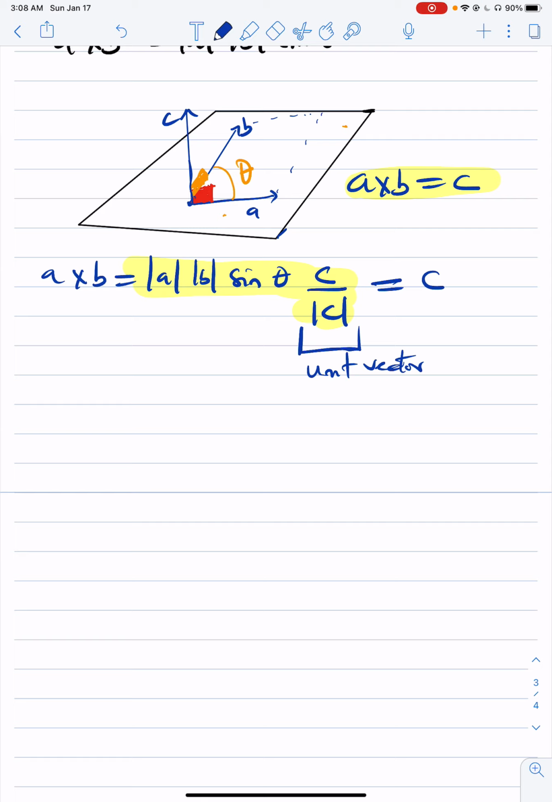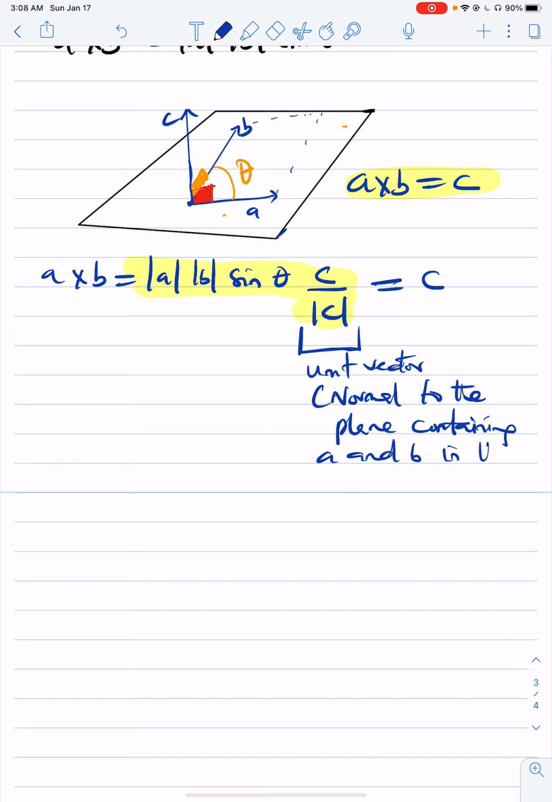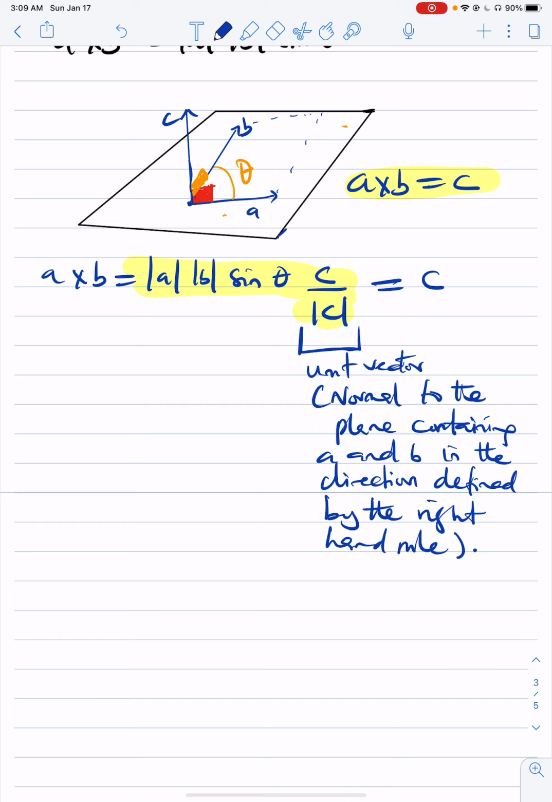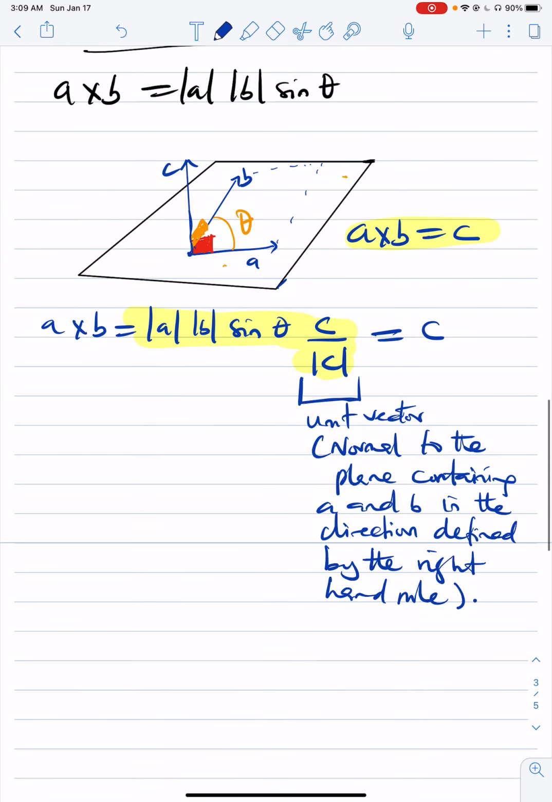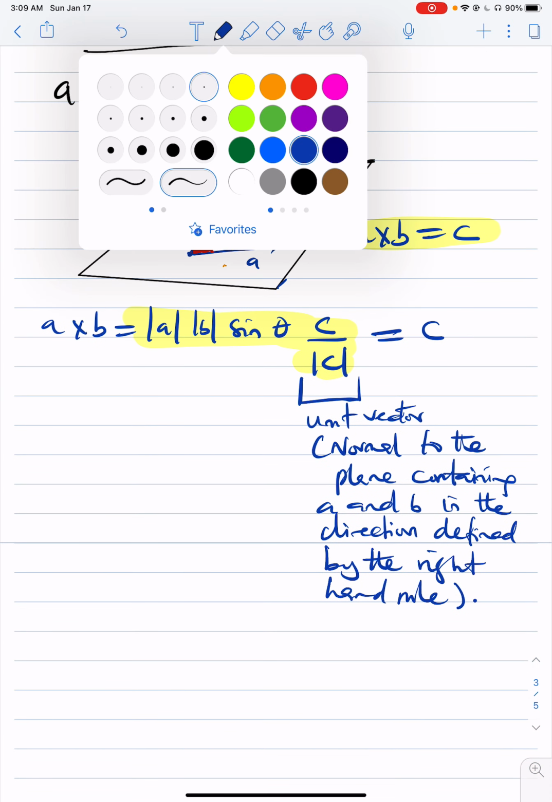I hope that makes sense. So this is a unit vector, and this unit vector is normal to the plane containing A and B in the direction defined by the right hand rule. That should be clear. Now, let's look at C, right?